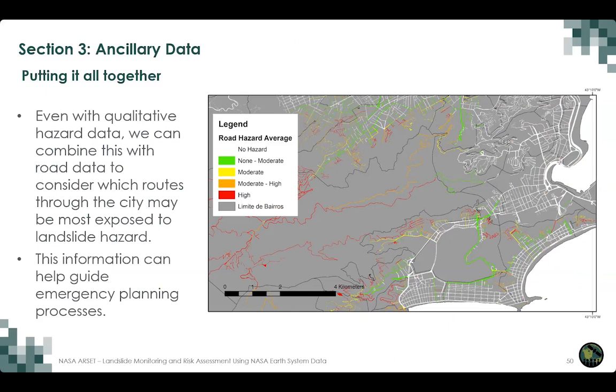So again, considering how connections may be affected by this is a further derived analysis that comes from this. But it's something that has been highly beneficial, to incorporate this vector-based assessment of roads with a landslide hazard analysis. So again, this can help guide emergency planning processes as well as community planning for these kinds of bottlenecks that might occur.